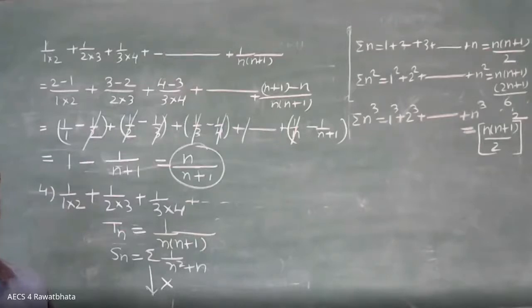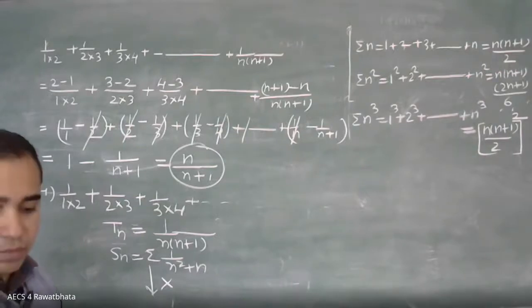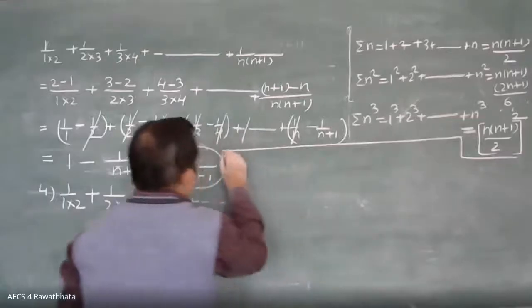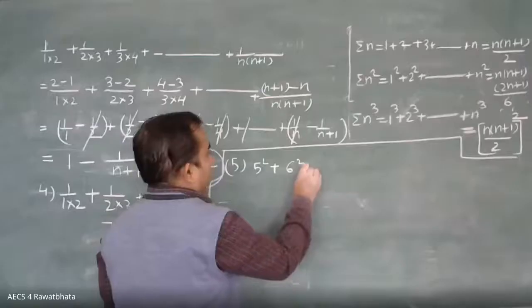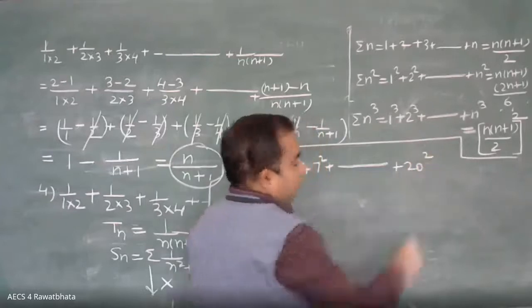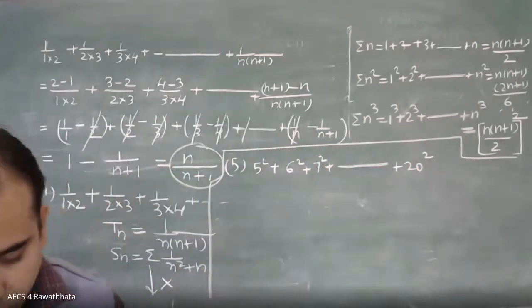Fifth one. Yes, Netra. Now can you read question number 5? Netra, can you read question number 5? Yes, sir. Yes. 5th. What is that? 5 square plus 6 square plus 7 square plus till 20 square. Okay. Netra, you suggest how to do it. Any suggestion you have?